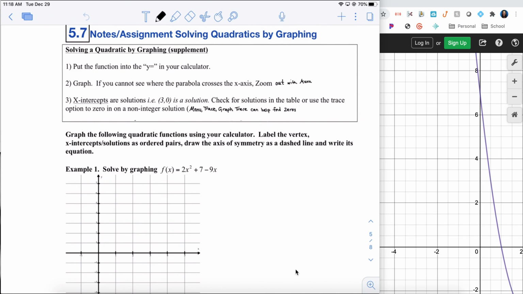Guys, we're back with the notes for 5.7. Today we're only doing 3 problems and we're talking about solving quadratics by graphing.